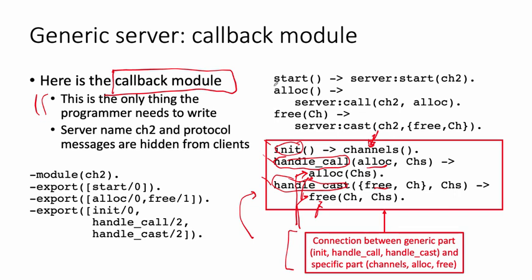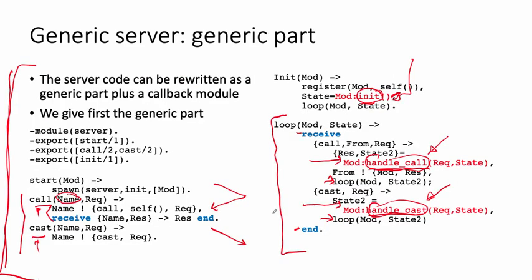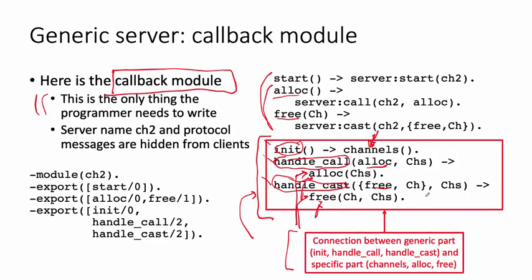And then I can do other things. I can define the alloc and free if I want to, to make them look like procedure calls, I can do that. But the basic connection is done in this red box. Okay, so you see how it works? I have a generic server here, a generic server loop, and the filling in the blank is the red part, and then I just have to write the callback module. So the programmer only has to write the callback module.